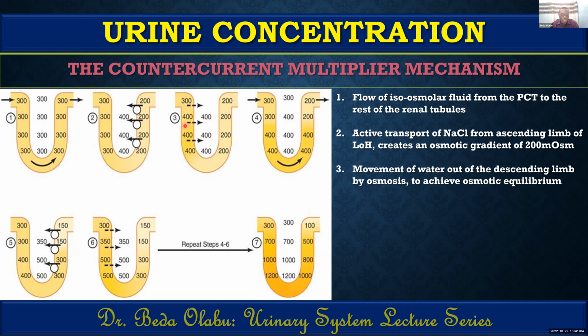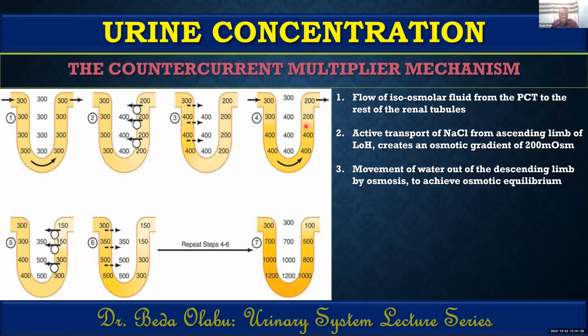Now, guess what? If the fluid in the descending limb of the loop of Henle has already raised its osmolarity, it is the same fluid that flows into the ascending limb. And so in step 4 there, we see that the fluid that was at 400 now has moved to the ascending limb. Meanwhile, fresh fluid is coming in at 300, fine. But the one at 400 is now moving to the ascending limb of the loop of Henle.